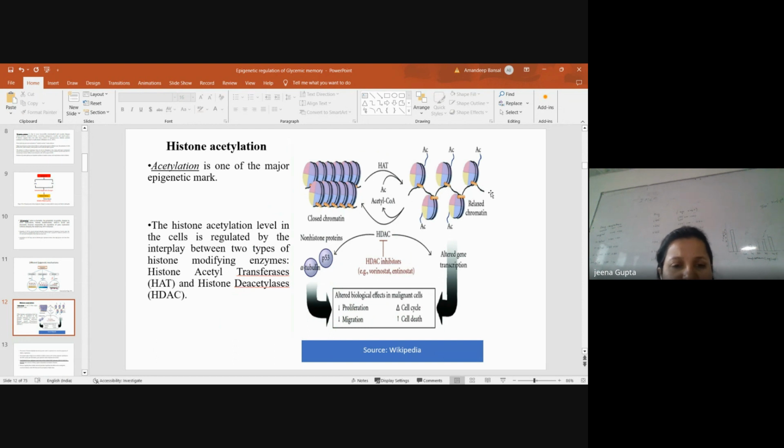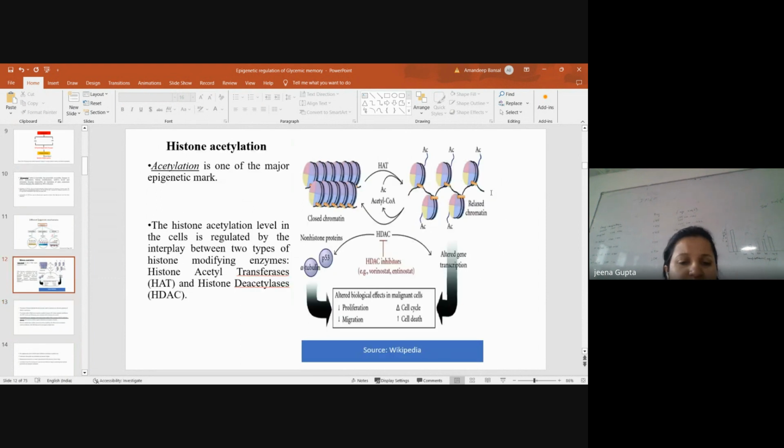This histone acetylation is regulated by an interplay between two sets of enzymes. Those are called histone acetyltransferases, which, as the name suggests, are responsible for transferring the acetyl group to the histone tail, and histone deacetylases, which are responsible for the removal of the acetyl group from the histone tail. So they are responsible for the shrinking of the chromatin structure. There are many types of histone acetyltransferases and histone deacetylases in our body, but they all regulate the expression of genes. So there is a dynamic interplay between these two types of enzymes, acetyltransferases and deacetylases, which regulates the transcription of genes.